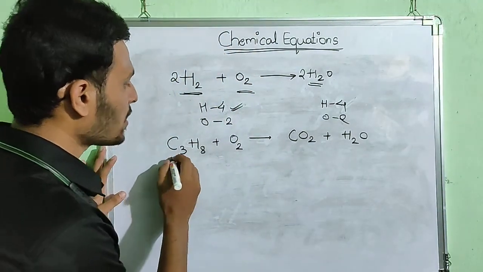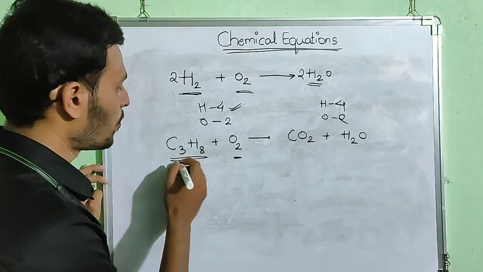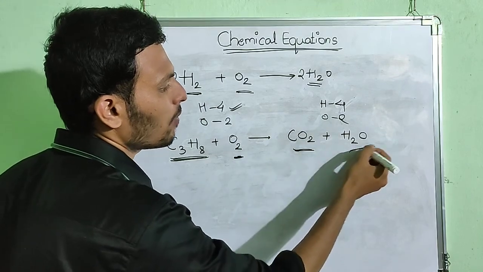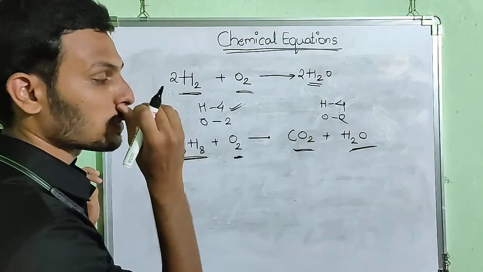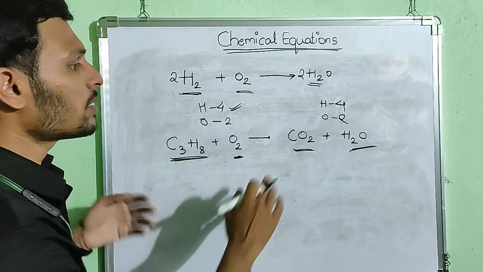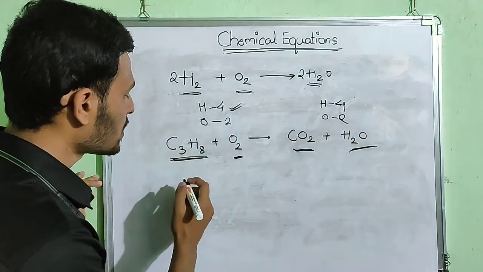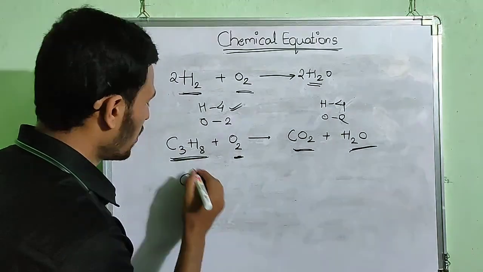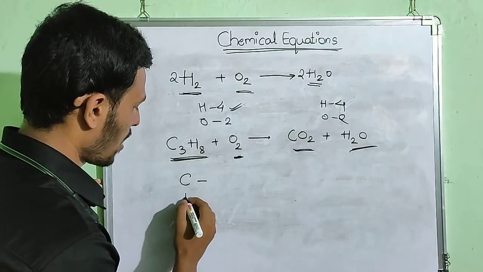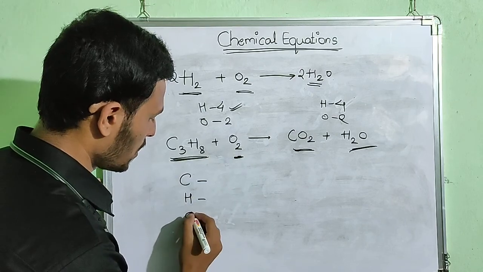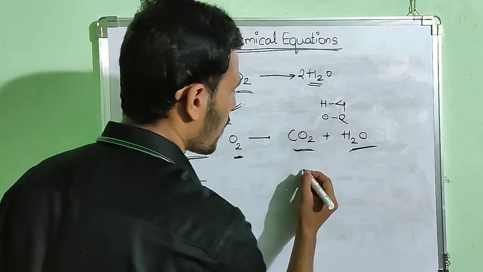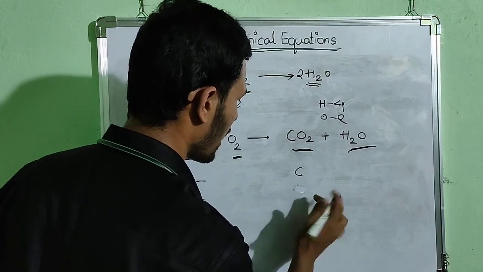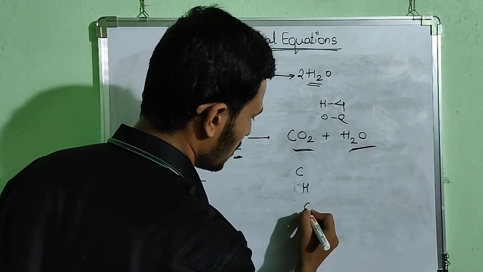So if propane is reacting with oxygen, it is giving carbon dioxide plus water. See, we'll see how to balance the equations. Firstly, we'll write all the elements. See, we have carbon, hydrogen, oxygen here. In a similar way, I have carbon, oxygen, I'll write hydrogen and oxygen.